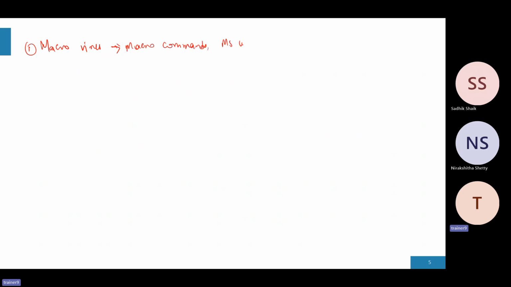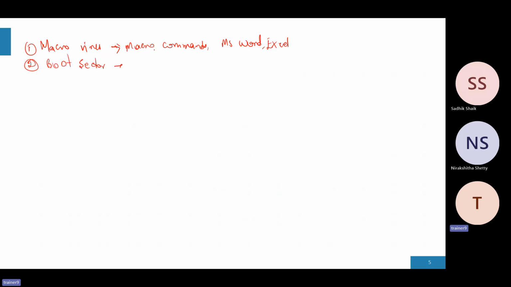MS Word, MS Excel and others have macros that get executed as a sequence of automation steps. In Visual Basic and so on, we create these macros. So macro virus is one type of virus that you can think of. There is also the boot sector virus that you can think of.